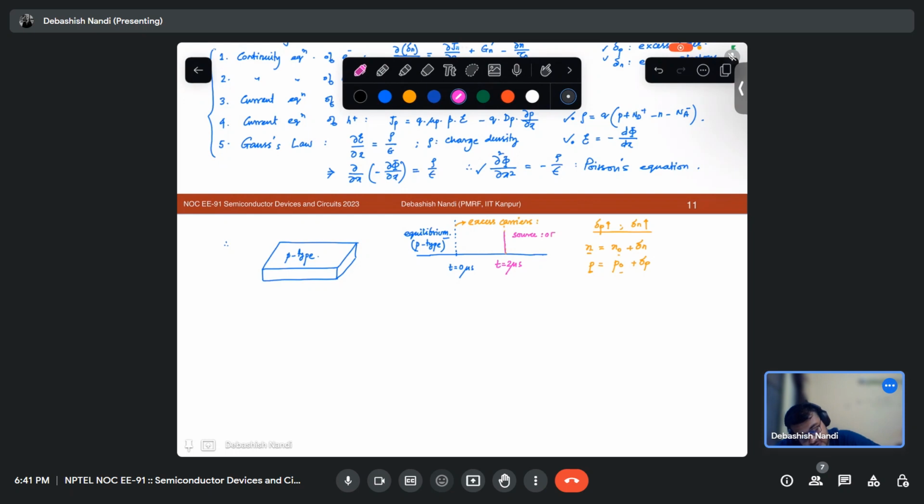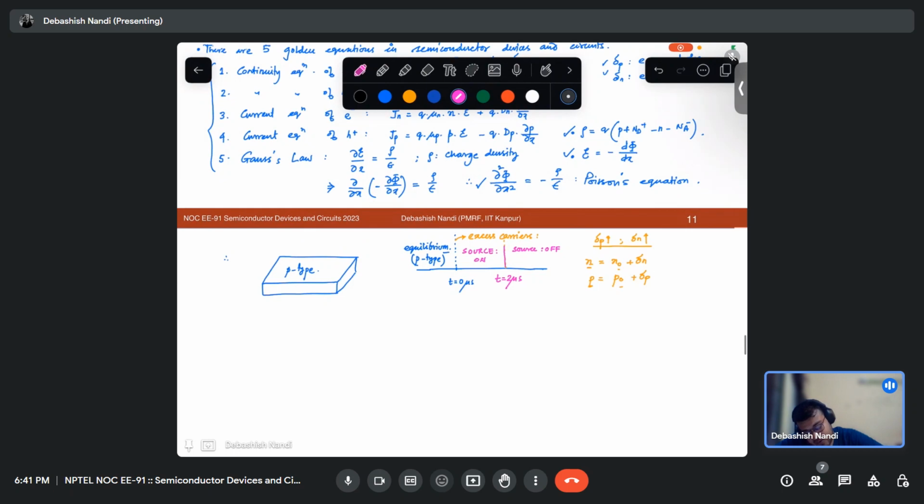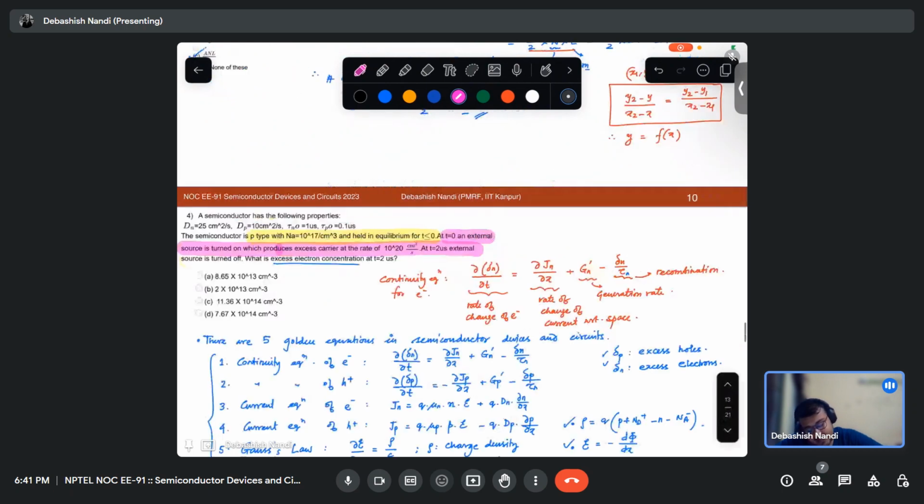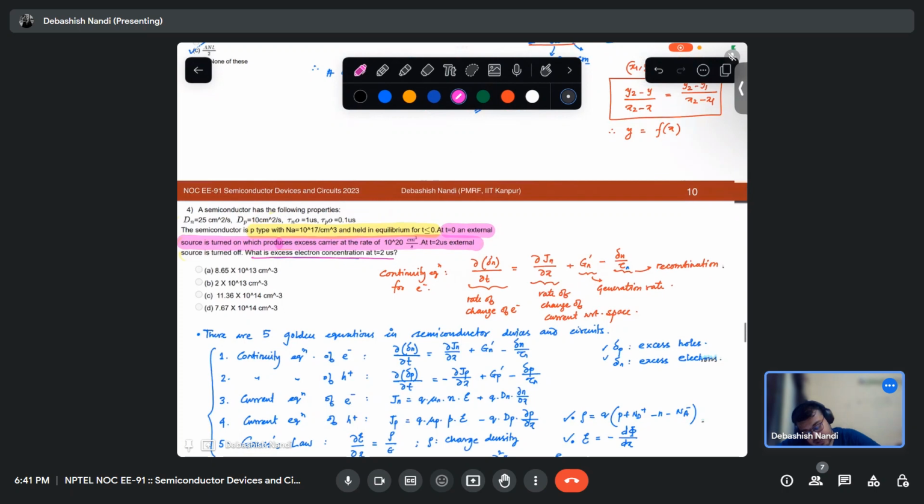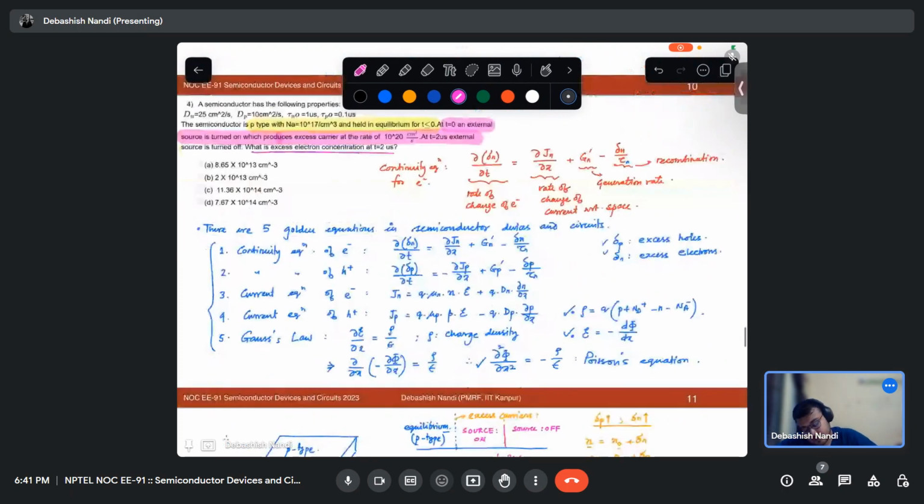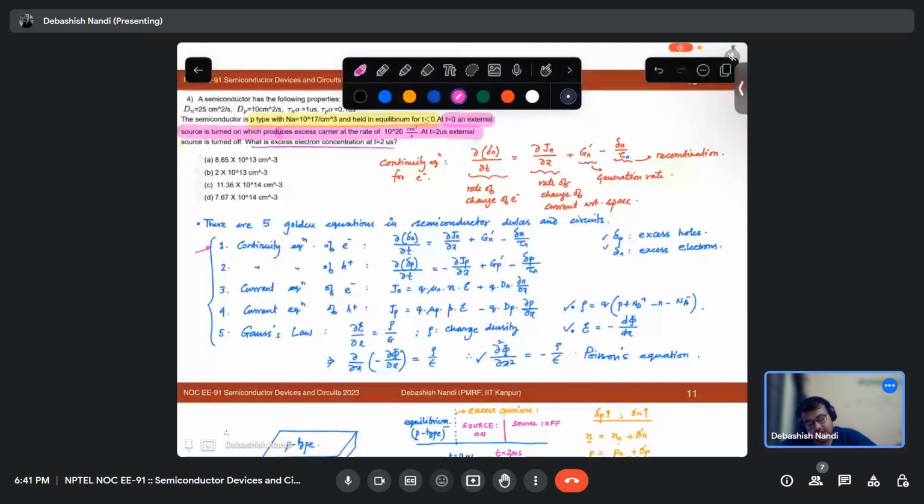External source is off. In this case, the source was on to generate some excess carriers. Now they want us to find the excess electron concentration at t equal to 2 microsecond. So what will we do? We will consider equation 1 of our 5 golden equations, the continuity equation of electron.